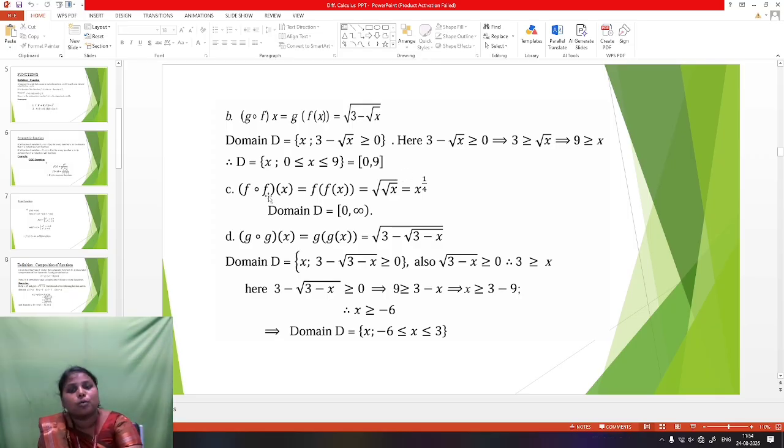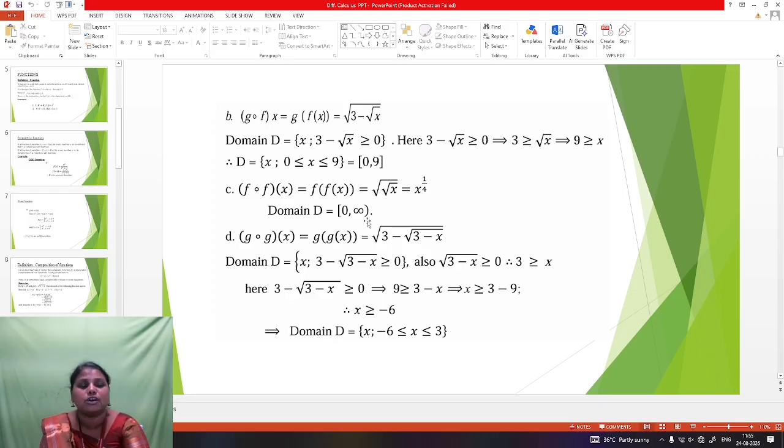Third one, f composite f, the same function, f to f. By definition, f of f of x: f of x is root x, so root of root x, which is x to the power 1 by 4, the fourth root of x. The domain D is 0 to infinity, closed to open interval. Next one, D, same interval, g to g.